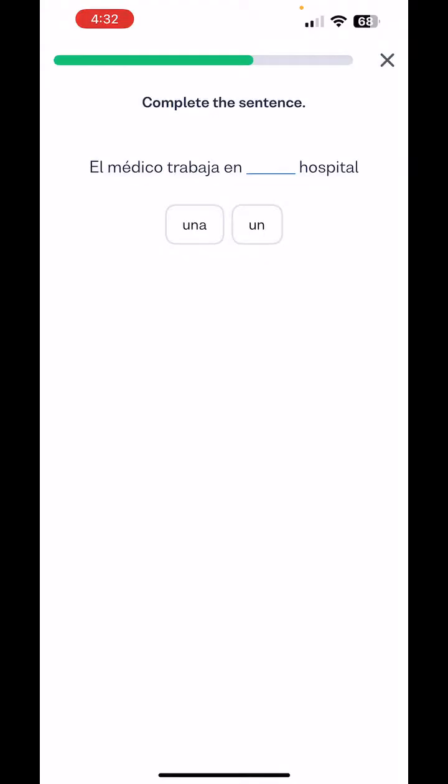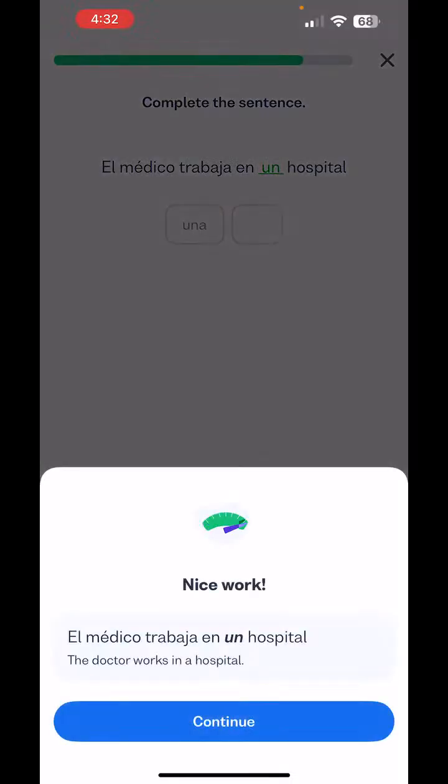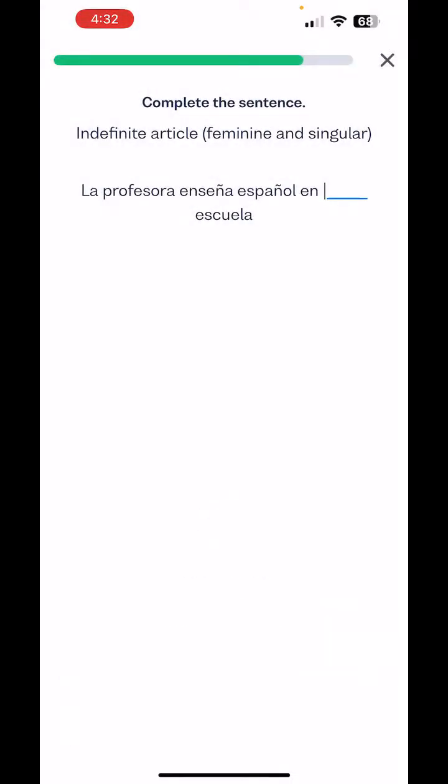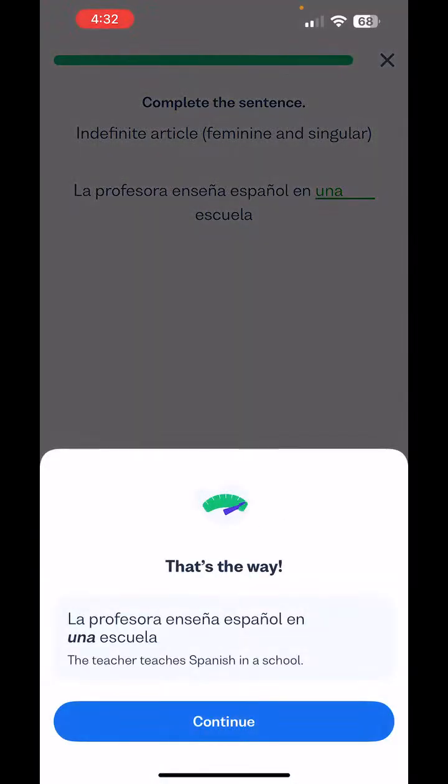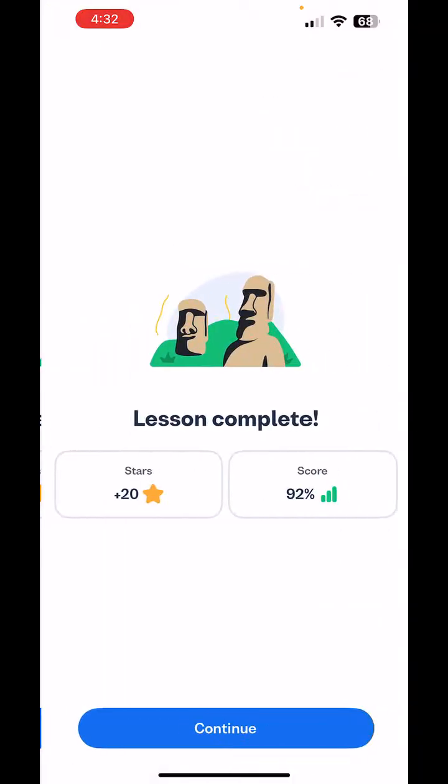El médico trabaja en un hospital. Okay. La profesora enseña español en una escuela. Okay, I think, are we done? Yay, we finished.